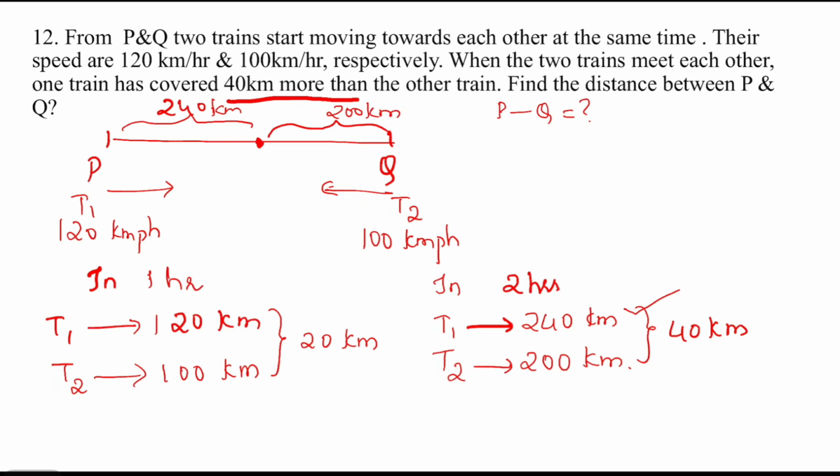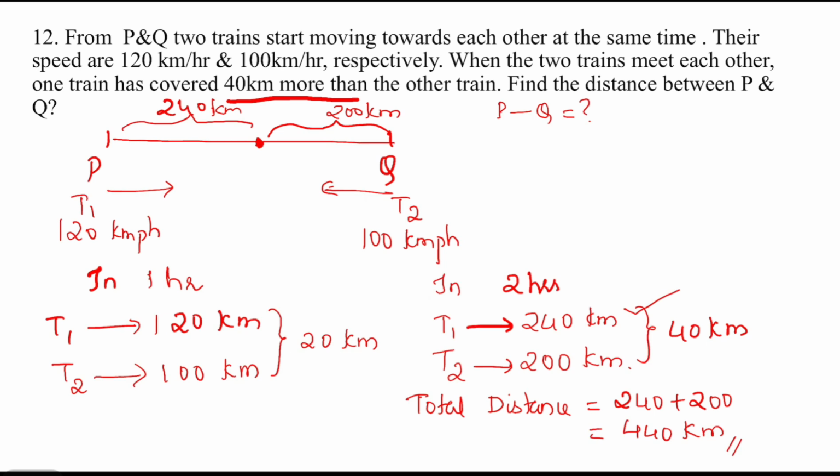So now when they meet at this point, it means that the total distance is nothing but 240 plus 200, which is equal to 440 km between P and Q. The total distance is 440 kilometer between P and Q.